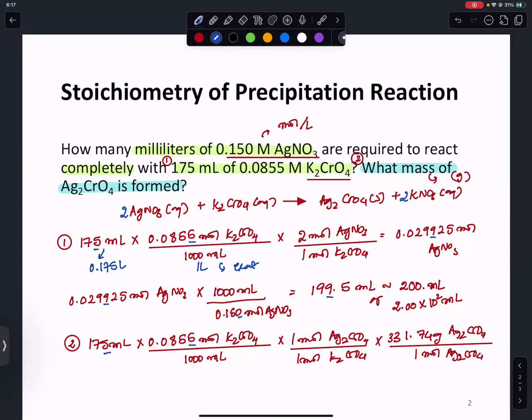Let's track our sig figs. 3 sig figs, 3 sig figs, and then 4. So the lowest number of sig figs is 3. So in this case, it becomes 4.96365975 grams of silver chromate. And then I'm going to round to 3 sig figs, so it is 4.96 grams of silver chromate.